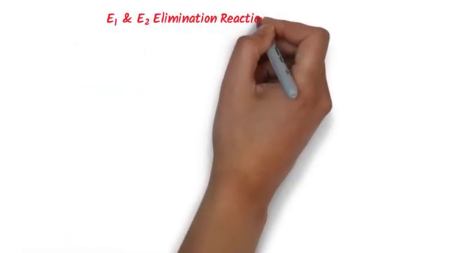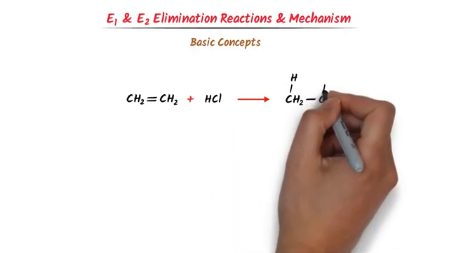E1 and E2 elimination reaction and mechanism. Firstly, let me teach you some basic concepts. Let's consider alkene like ethene. We add HCl to it. We know that after reaction, we get alkyl halide.